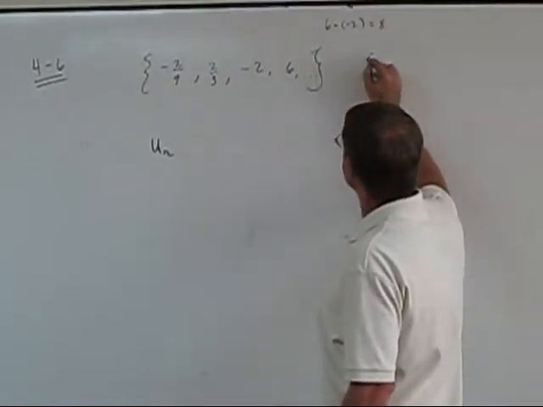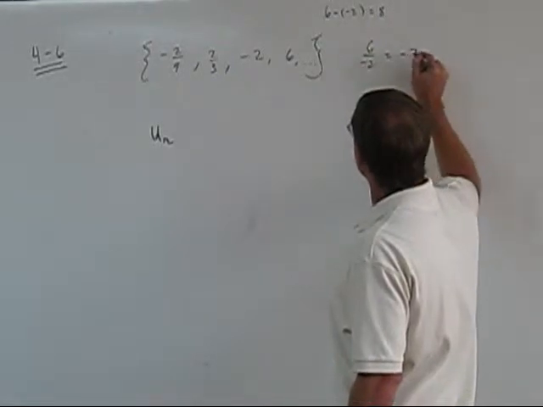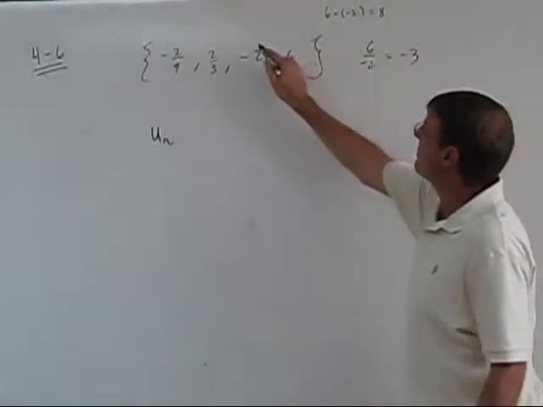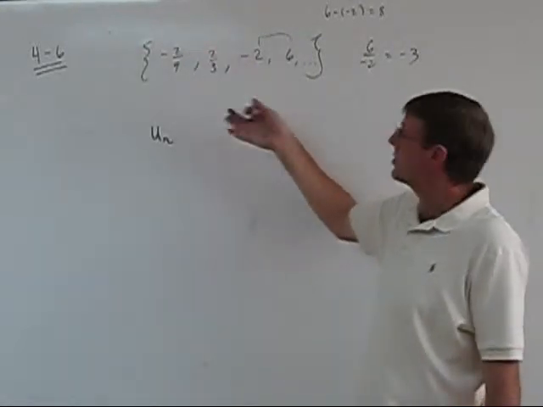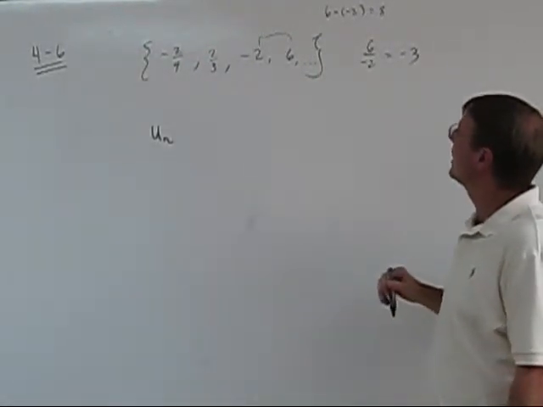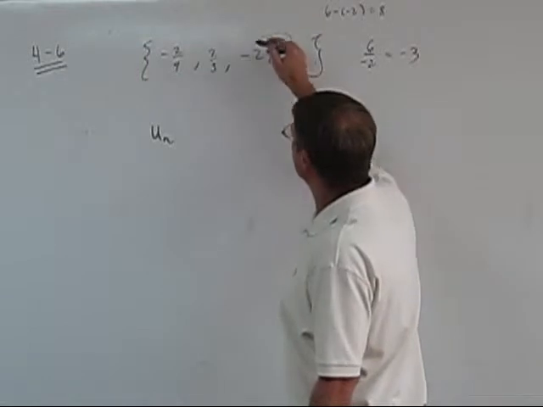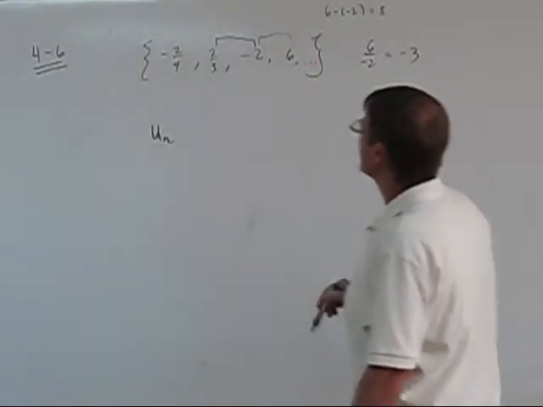If I divide 6 over negative 2, I get negative 3. And also notice I'm picking the easiest ones to divide. I could divide these, but it's just harder. So why don't I pick the easiest ones? To check the ratio is consistent, let's divide those.